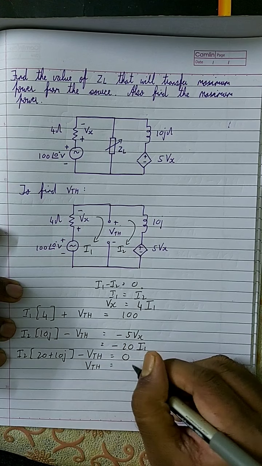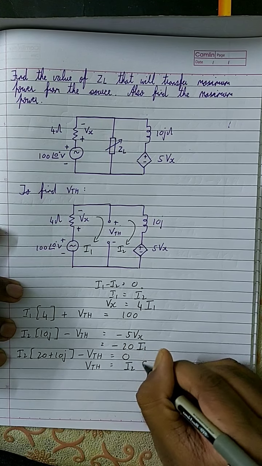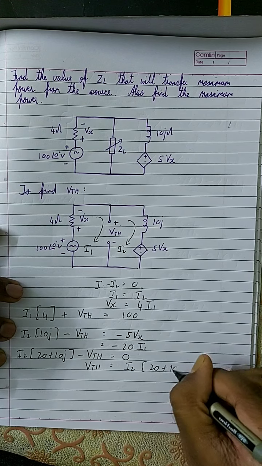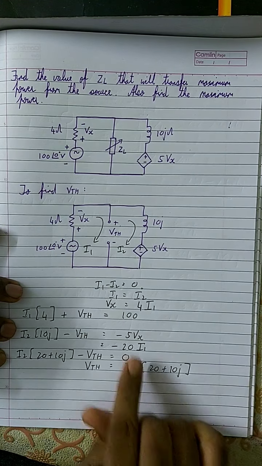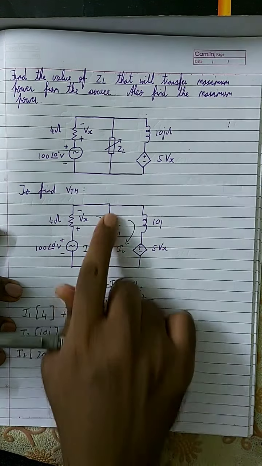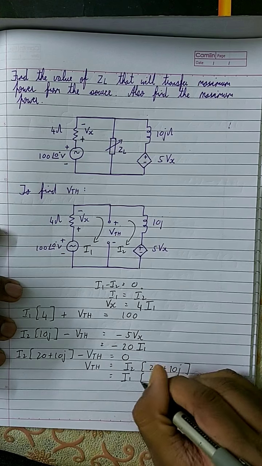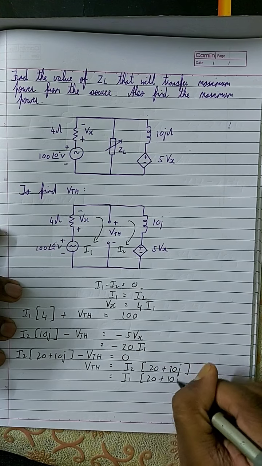Or in other words, VTH is equal to I2 into 20 plus 10J. But I2 is equal to I1, right? Because there is no current through this branch, therefore I1 is equal to I2. Therefore this is nothing but I1 into 20 plus 10J.